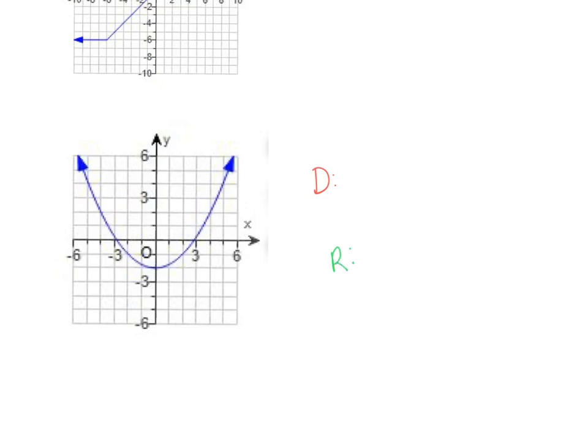Our domain, if we go to the furthest point to the left, is an arrow, and the furthest point to the right is an arrow. So that means I can have the largest positive number and the smallest negative number. That means there's no restrictions, so the domain is going to be all real numbers. If we were asked to write it in interval notation, it would be everything between negative infinity and positive infinity.